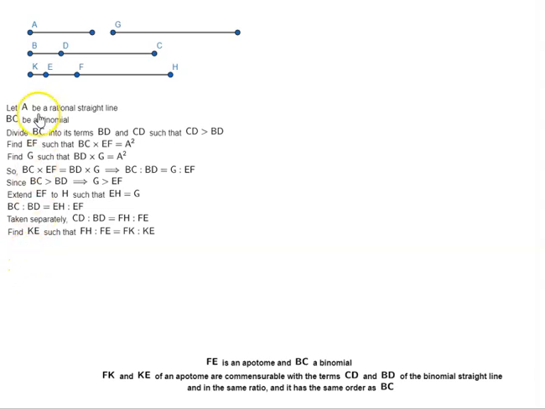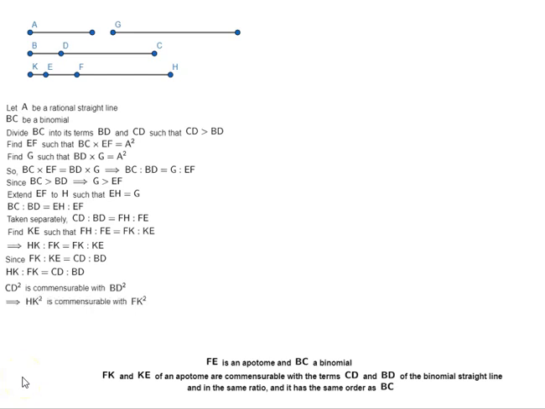We take KE such that FH is to FE is equal to FK is to KE, which implies HK is to FK is equal to FK is to KE. Now, since FK is to KE is equal to CD is to BD, HK is to FK is equal to CD is to BD. And we know CD square is commensurable with BD square because they are commensurable in square only. That means the square on HK is also commensurable with the square on FK.